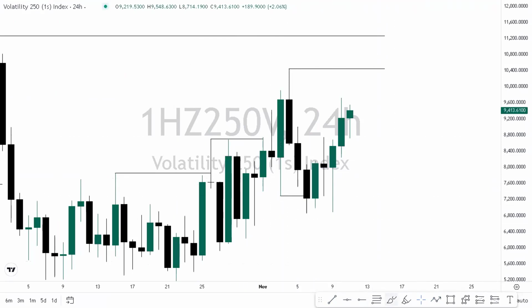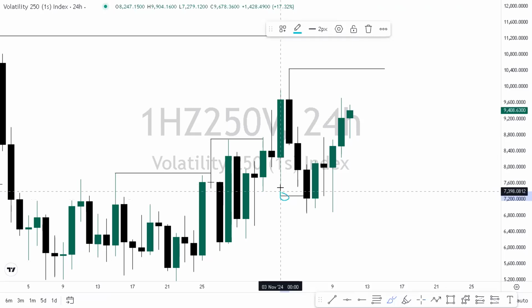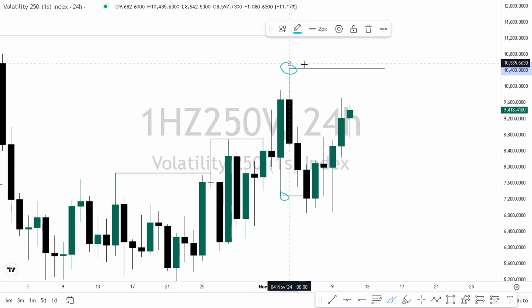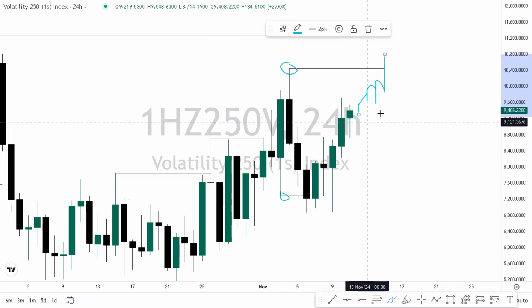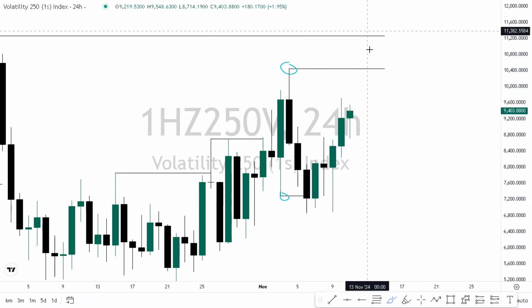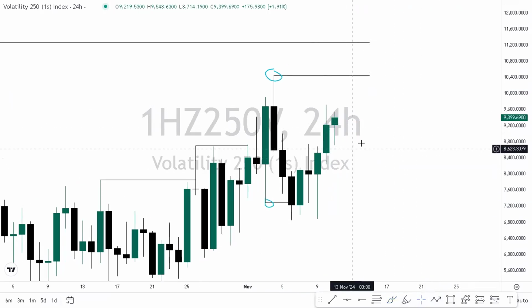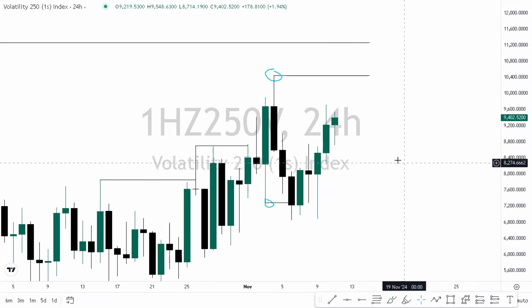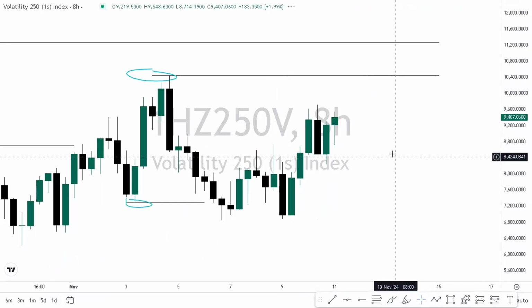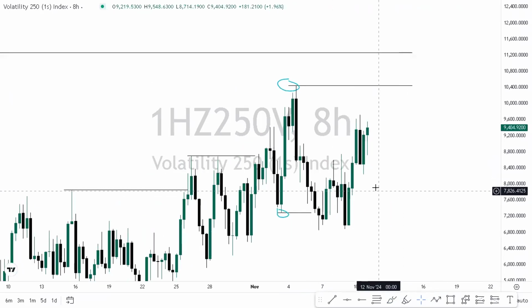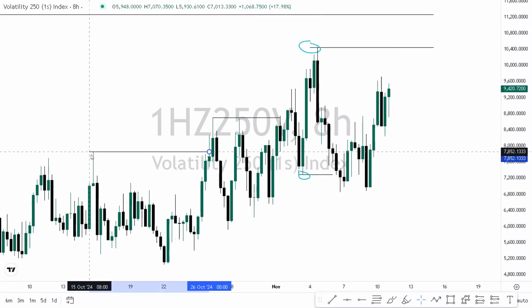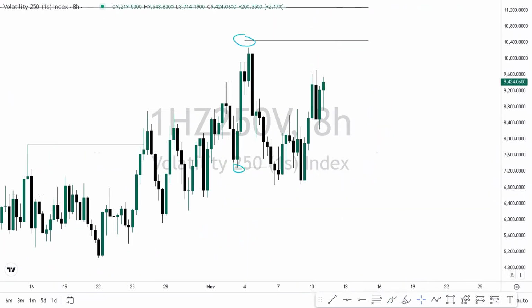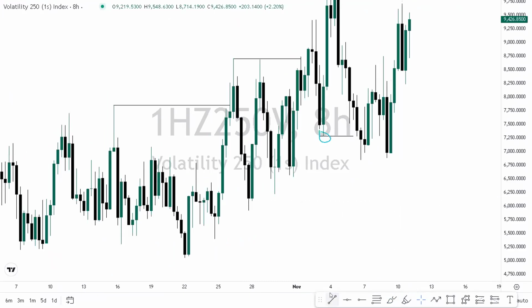Then we have this low being swept through completely. We need this to be taken, right? Mind you, this is on a higher time frame, that's why it looks like that. So, the 8 hours time frame. Okay, so now if you check carefully on the 8 hours time frame, you'll notice that we're actually getting clearer into our perspective or analysis.